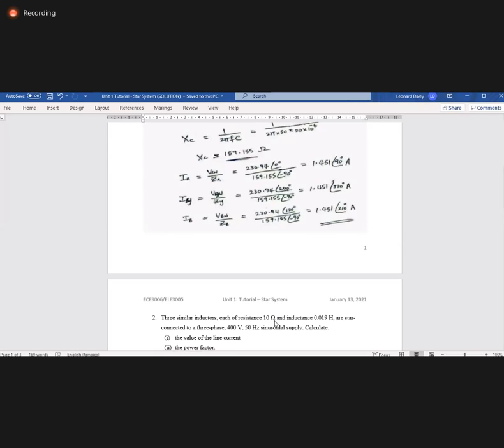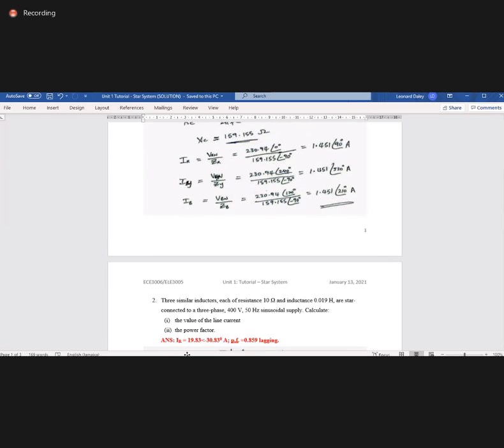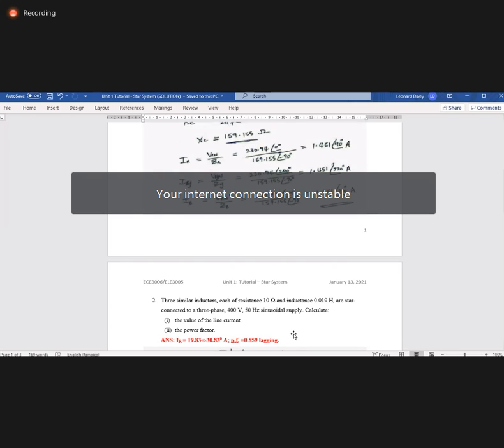Sir. Go ahead. So it says line current. Go down. Let me see it again. Value of the line current.